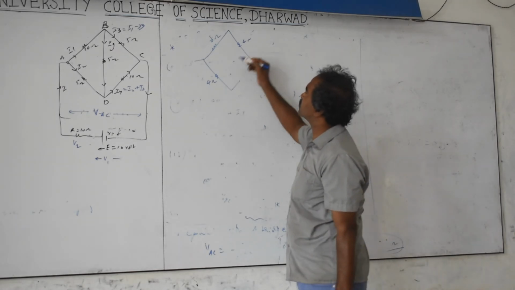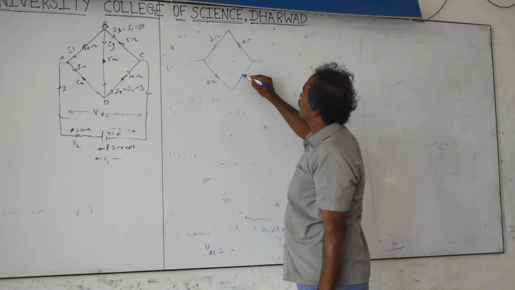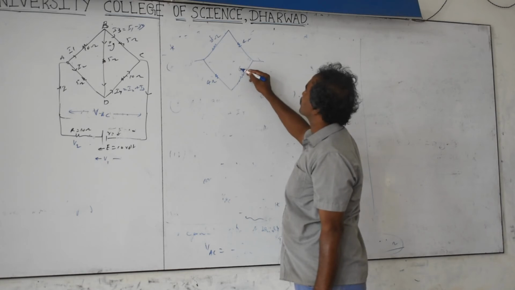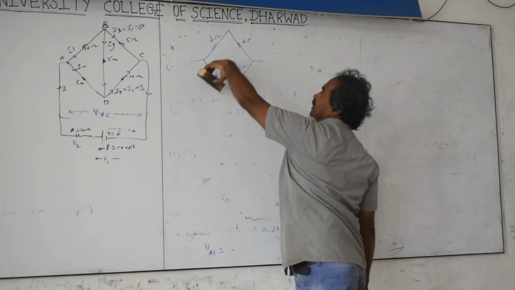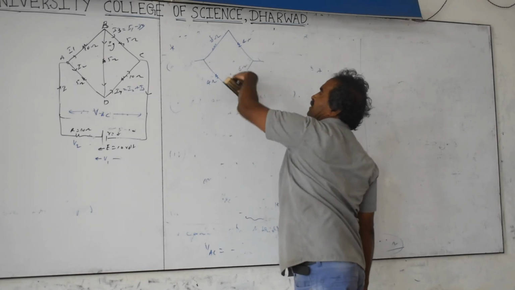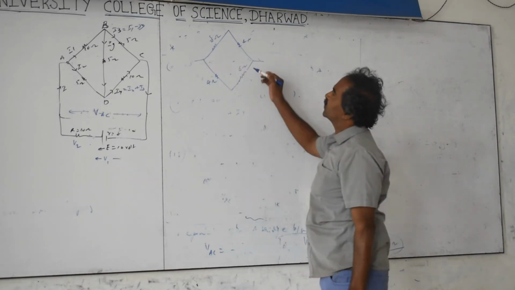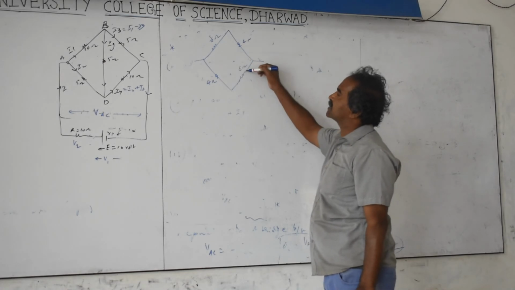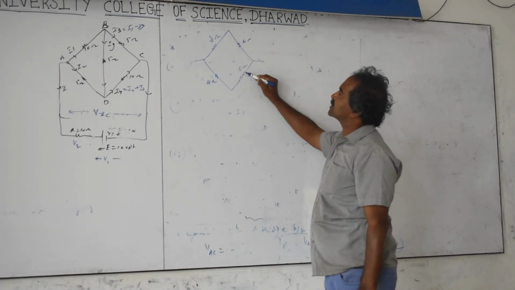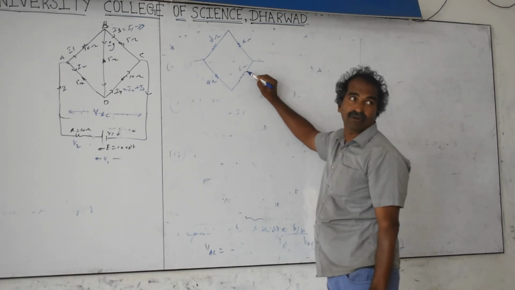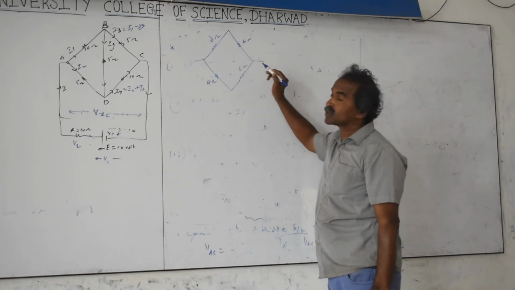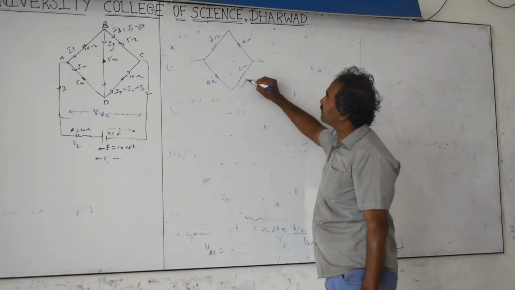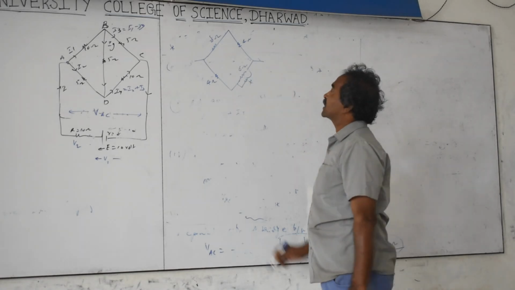8 by 4 is 2. Here they may give 4 by 6 ohms, which is not balanced. 8 by 4 is 2, and 4 by 6 is less than 1. So you have to reduce this 6. This resistance needs to be reduced to 2. So they will ask what parallel resistance you have to connect so that the bridge is balanced.